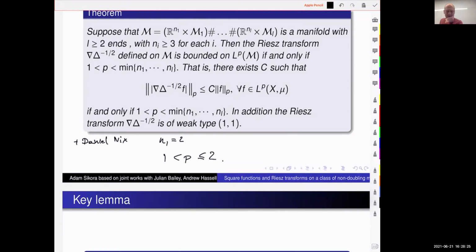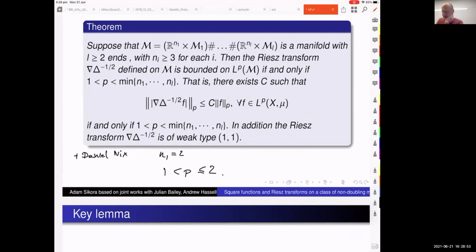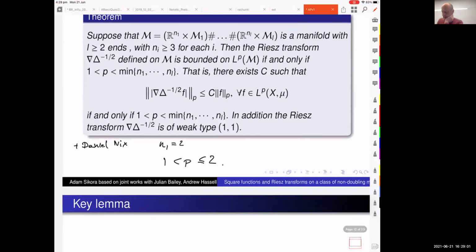And I must add here that for dimension 1, we actually don't know how to prove the expected results in this case, right? So that's the situation for the Riesz transform, and this is a little bit older result, I guess 2-3 years ago. The result with Daniel Nix is actually a new result.